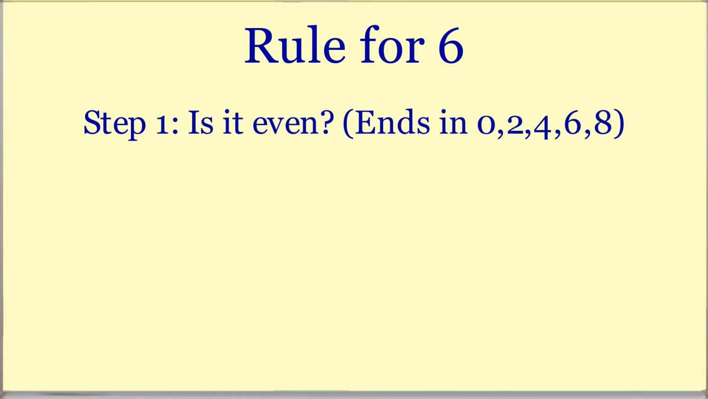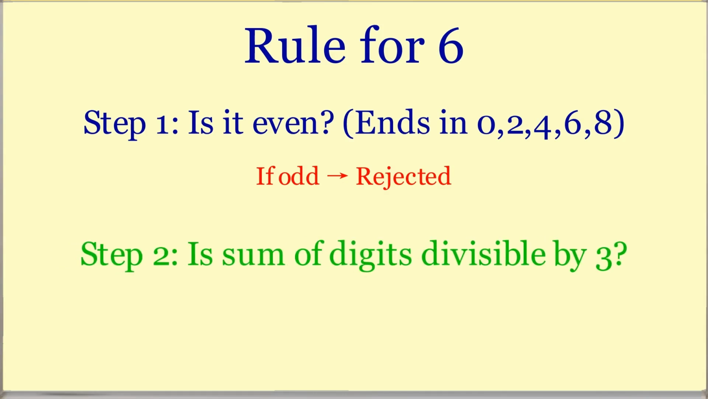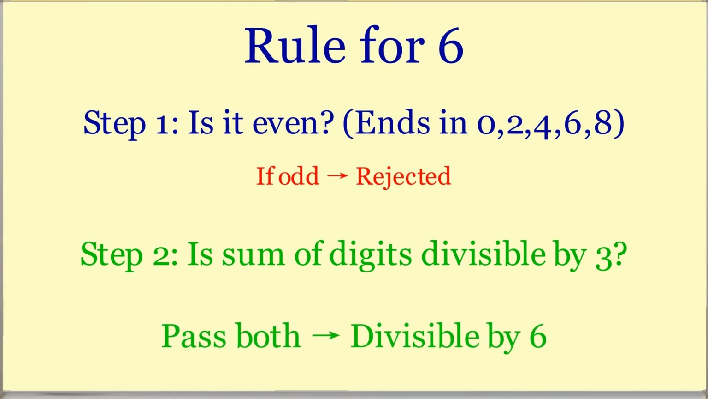First, you just check if the number is even by glancing at that very last digit. If it is odd, it is instantly rejected, no questions asked, as it is not divisible by 2. But if it passes that first test, you then move on to adding up all the individual digits to see if their total is a multiple of 3. If it passes both tests without fail, it is officially divisible by 6.